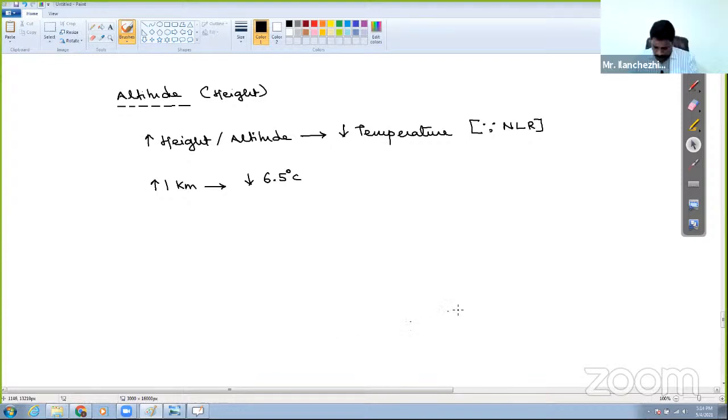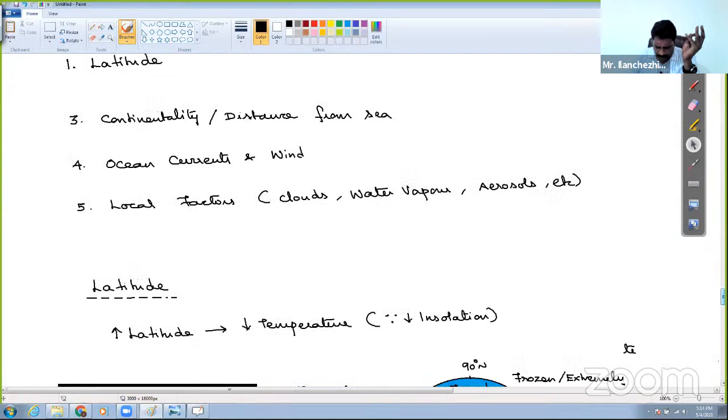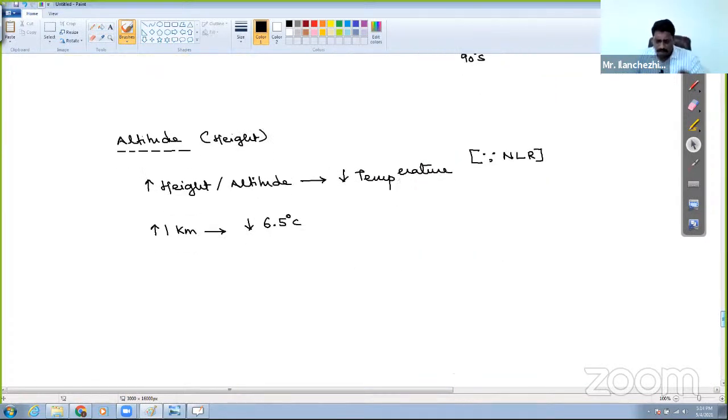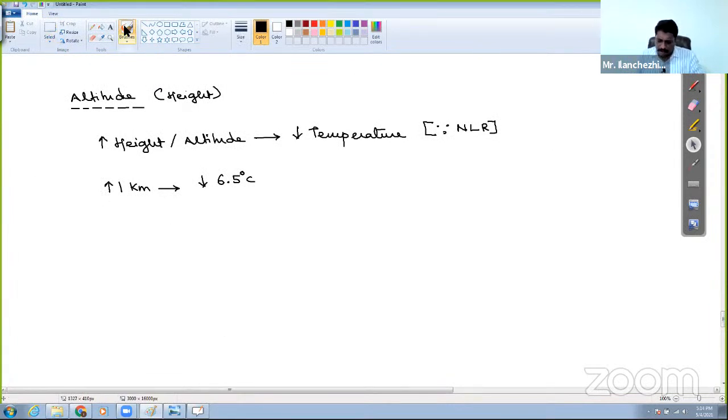Right, my friend. So altitude as a factor we have seen, latitude as a factor we have seen. Two very important factors we have seen. Now let me take the case of continentality.